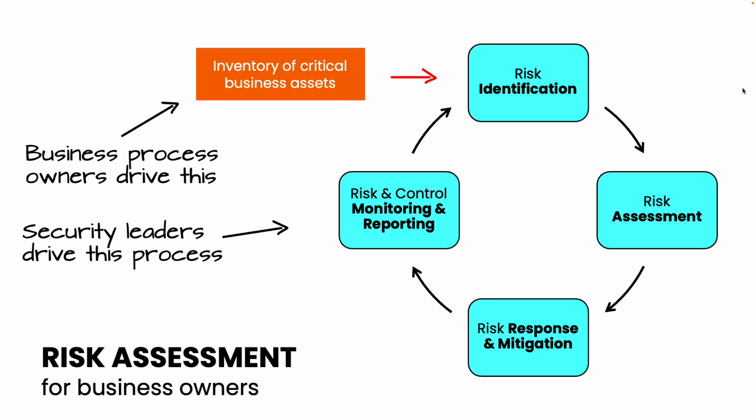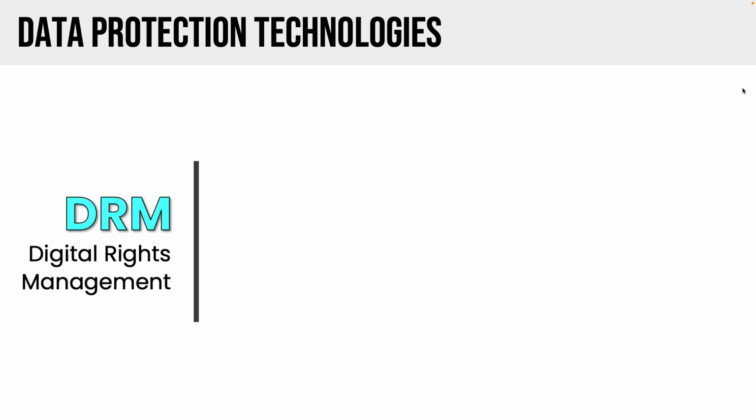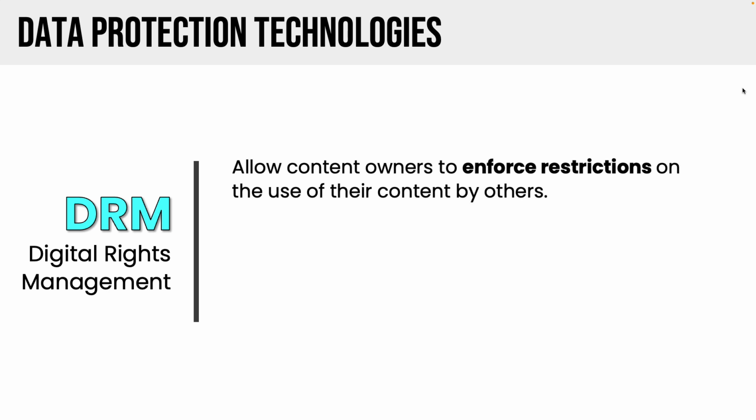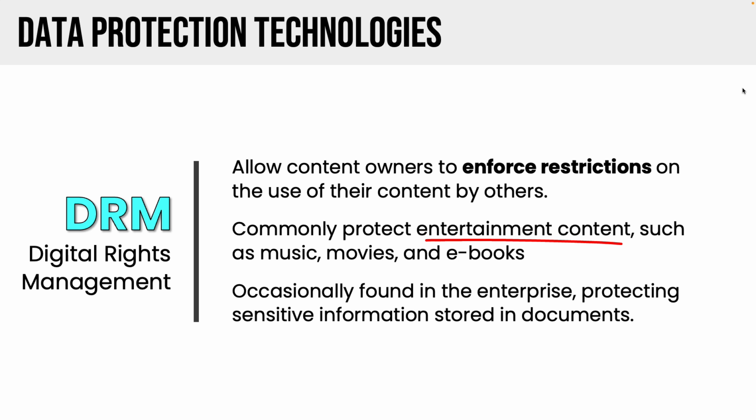Before we get too far away from the information security lifecycle, I want to talk through some data protection technologies. Some of that foundational knowledge I mentioned you should take with you into the exam for this particular part of the syllabus. So we'll start with digital rights management, which allows content owners to enforce restrictions on the use of their content by others. It's commonly used to protect entertainment content, like music, movies, ebooks. So DRM is the protection you'd see on ebooks in your Amazon Kindle, for example. It's occasionally found in the enterprise, protecting sensitive information stored in documents. I'd say that's a relative rarity.